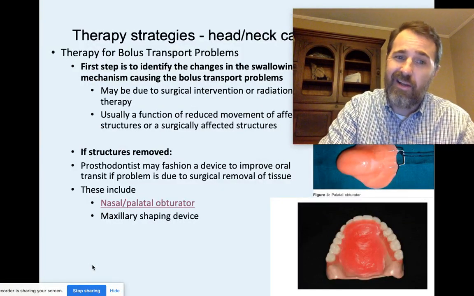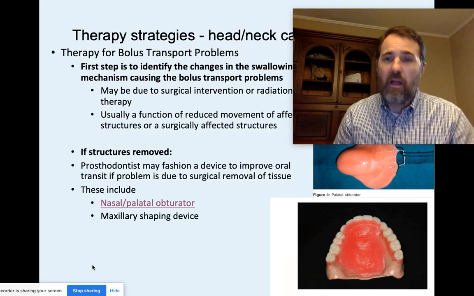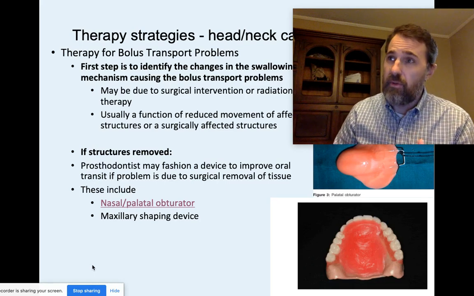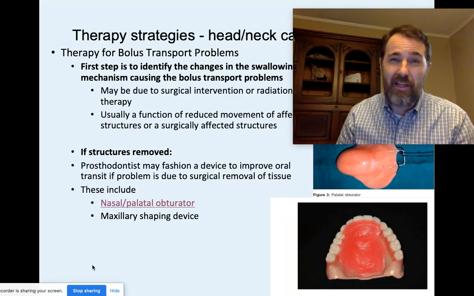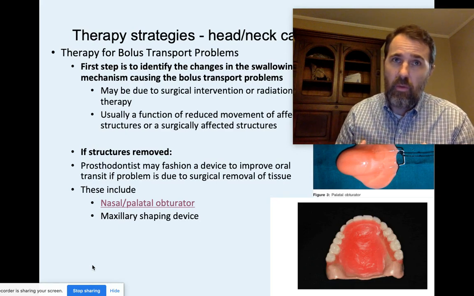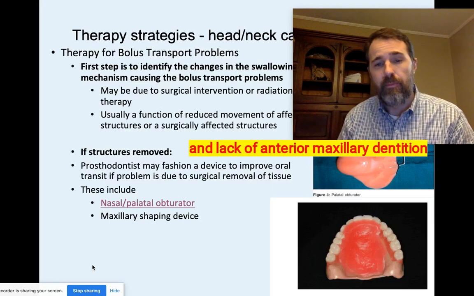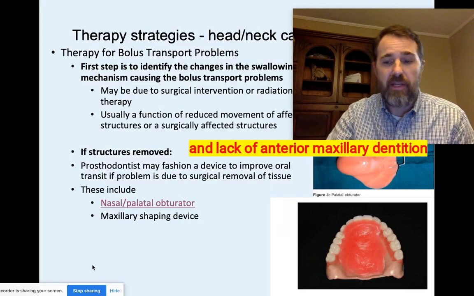So you can see how the obturator allows her to eat, it allows for mastication, and that she wouldn't be able to do with that exposed hole in her mouth. And it allows for appropriate speech and resonance.